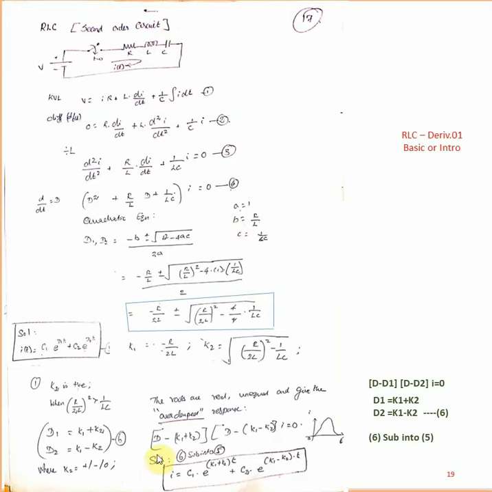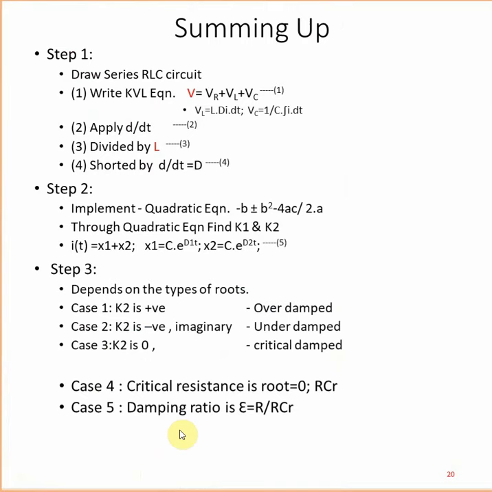So as usual we go ahead with summing up. It consists of step one, step two and step three. Step number three depends on the types of roots, case 1, case 2, case 3. So this is the summing up of the RLC series circuit transient. First, step number 1: draw the series RLC circuit.